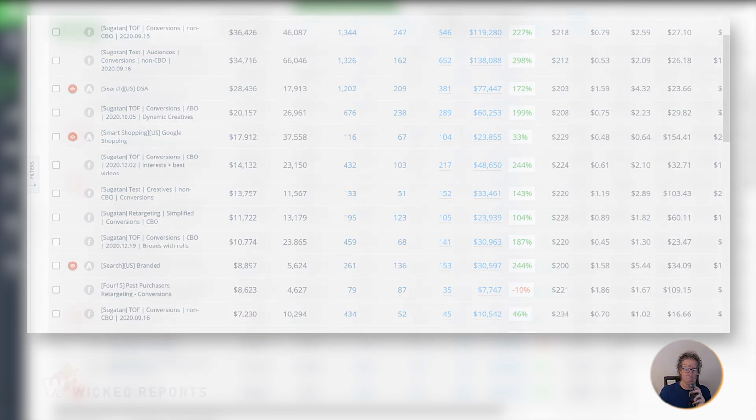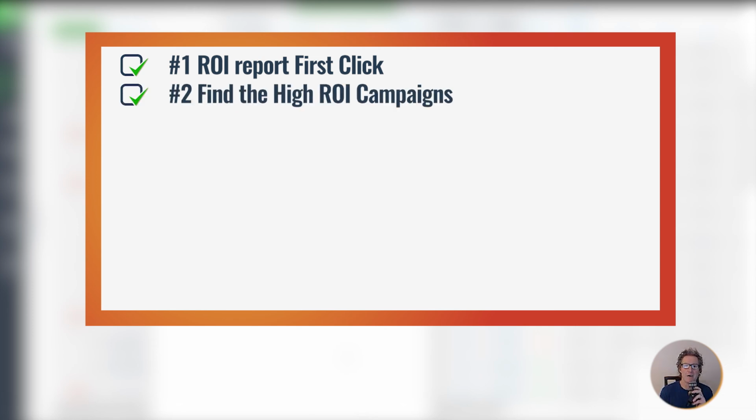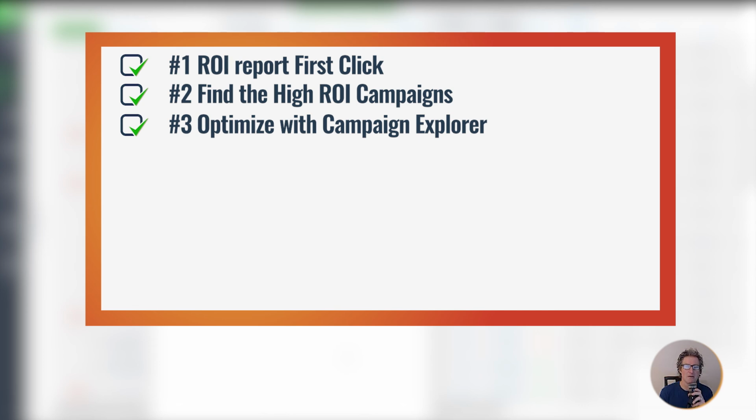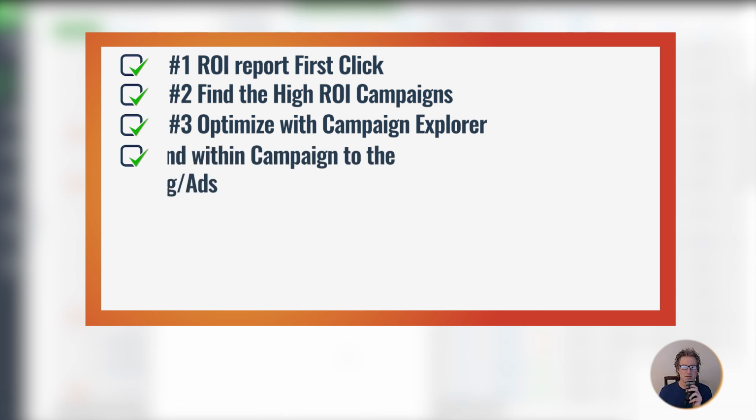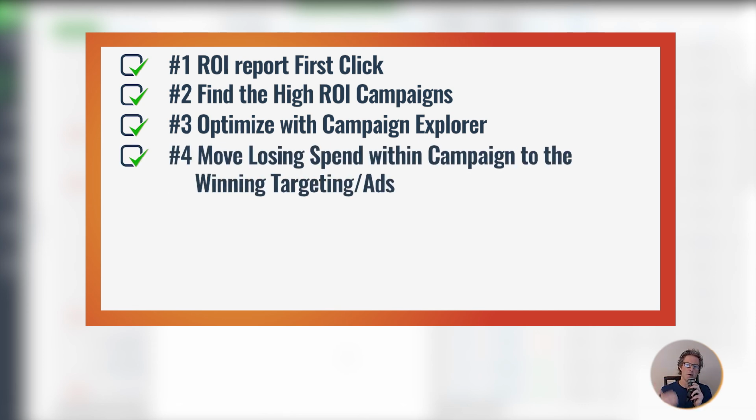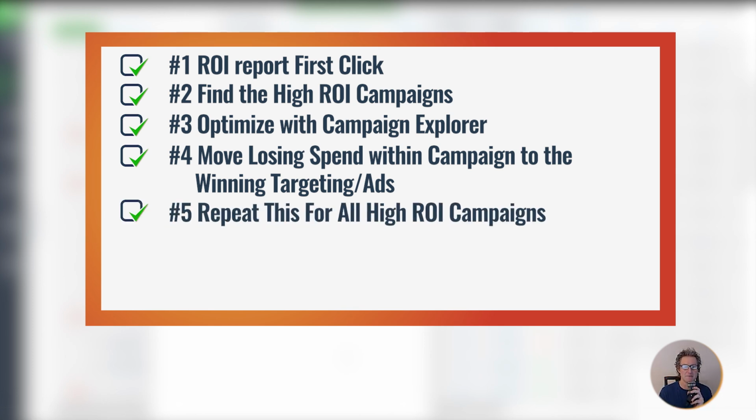Let's review it again. Use first click attribution, because when you're optimizing for cold traffic, first click is as cold as they get. It's people that have never seen you until they've clicked. Find the high ROI campaigns. Optimize with the Campaign Explorer. Move the losing spend within the campaign to where the winners are. Repeat for all high ROI campaigns.